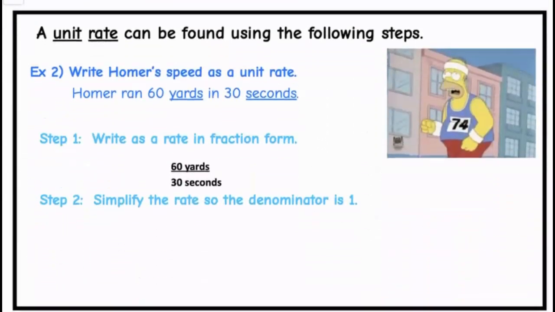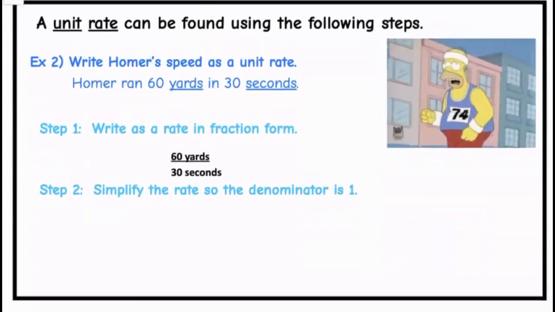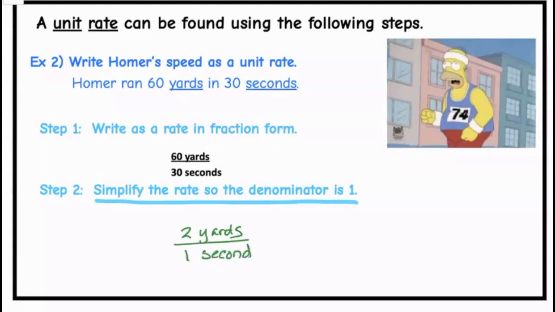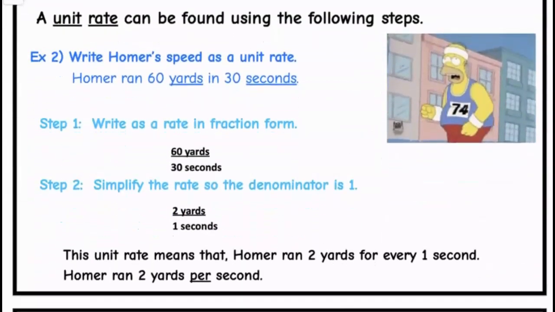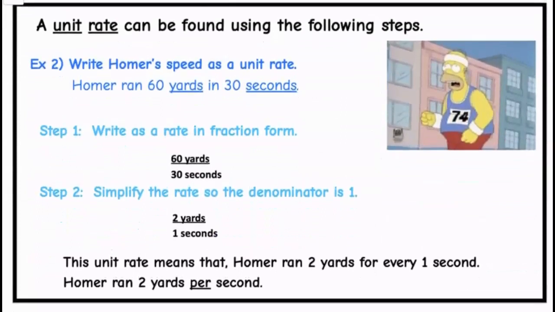The second step is going to be to simplify the rate so the denominator is 1. So we will divide this out, 60 divided by 30. 60 divided by 30 is 2 yards for 1 second. So Homer runs 2 yards per second. 2 yards for every 1 second, or 2 yards per second.